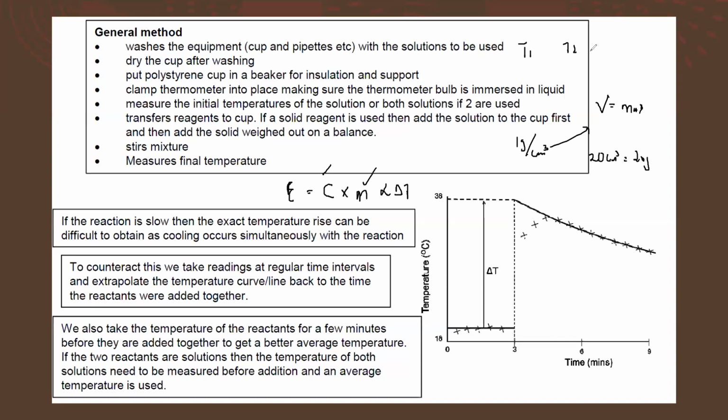For example, say a reaction is there, and after every 30 seconds we are measuring the temperature. So first 30 seconds, then 1 minute, then 1.5 minutes, then 2 minutes, then 2.5. Till 3 minutes we do not add the reactant, we are just measuring the temperature of the water. Then we add the reactant, and the moment we add the reactant, the reaction starts.